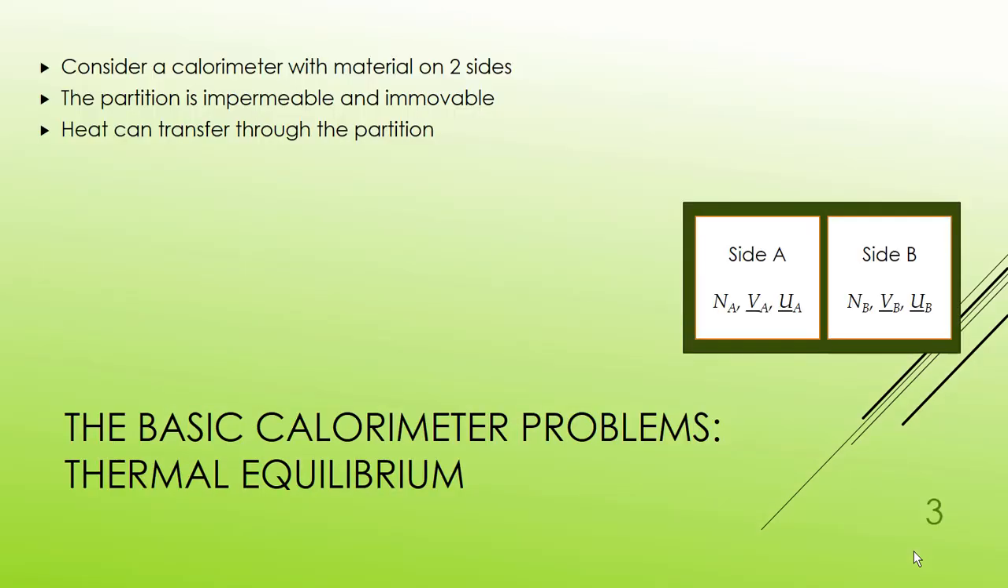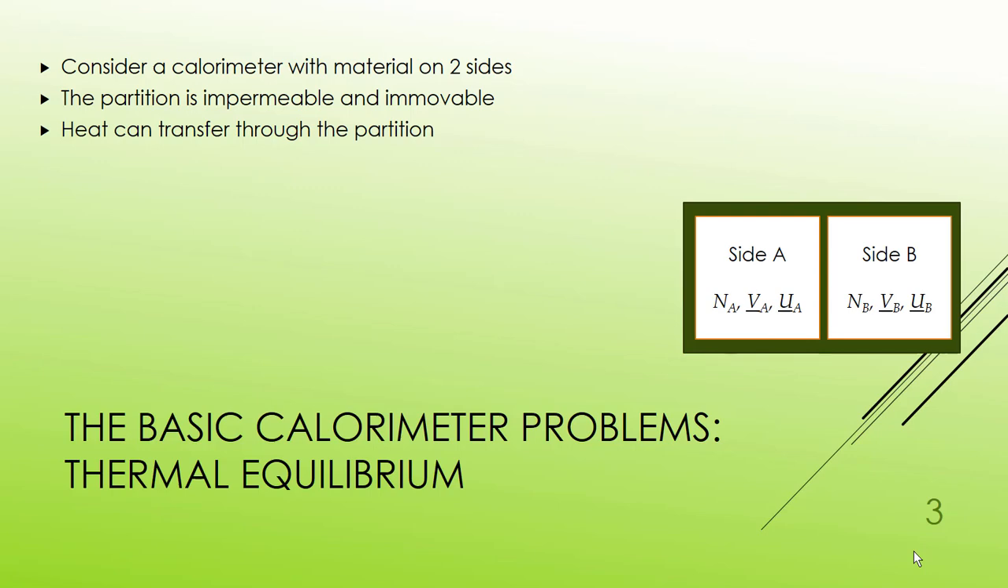So let's look at some basic calorimeter problems. We'll first look at the system designed to evaluate thermal equilibrium. So we're going to have a calorimeter. We're going to have different material on the two sides of this calorimeter. These materials are separated by a partition that is impermeable, meaning no material can travel through the partition, and immovable, meaning it's in a fixed location, so the volumes will not change.